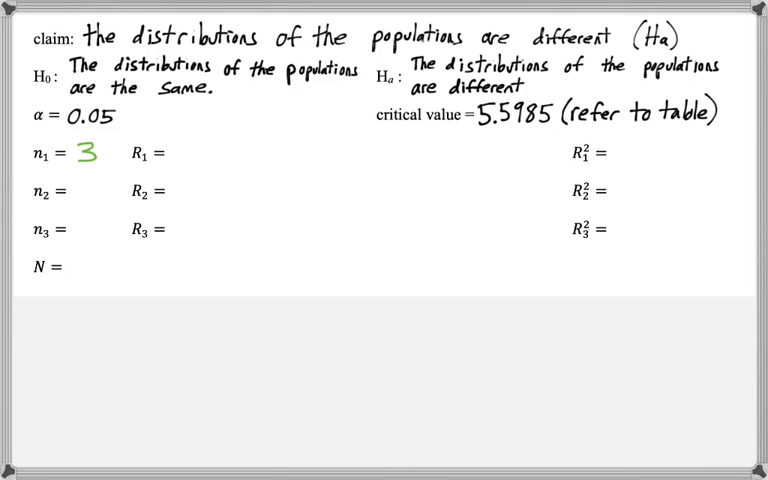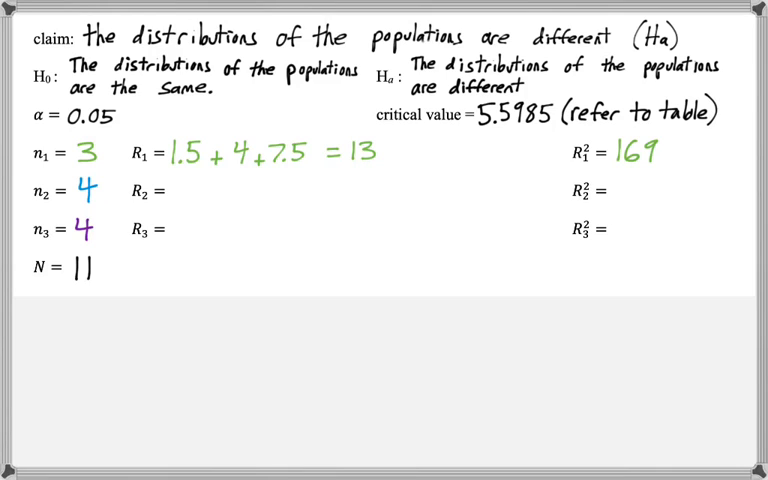Sample 1 had a size of 3. Sample 2 had a size of 4. Sample 3 also had a size of 4. Capital N is the sum of all of the sample sizes, so that would be 11. R1 is the sum of the ranks from sample 1, so that would be 13. And then if we square 13, we get 169.